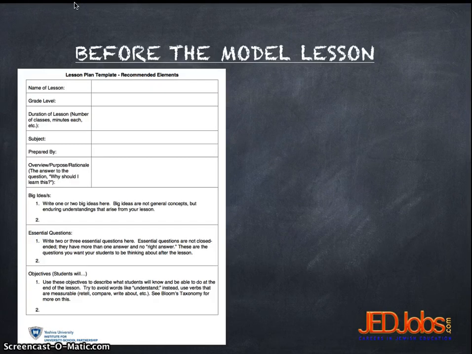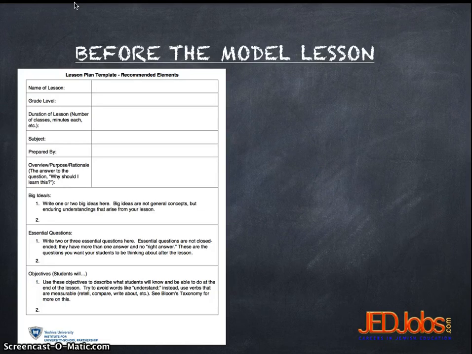Then comes the overview section, the purpose, rationale. That section is really the answer to the question that students are all thinking in their heads and sometimes asking out loud. Why do I have to learn this? If you can answer that question effectively, your lesson has a much greater chance for succeeding.